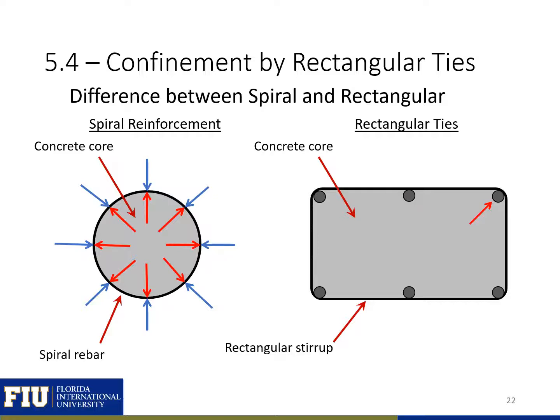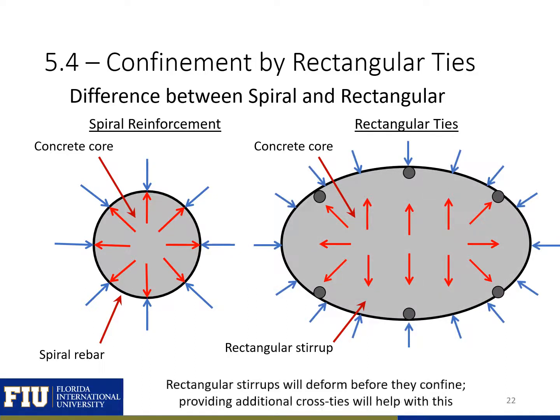In the case of our rectangular ties, as our core concrete wants to expand, our ties are going to need to slightly deform to be able to resist this expansion. So this means that our rectangular ties aren't going to be as effective in confining our core concrete.